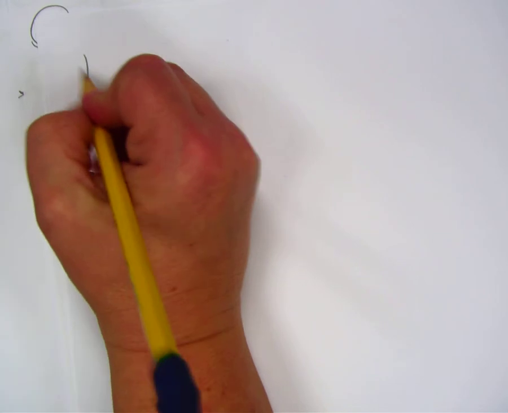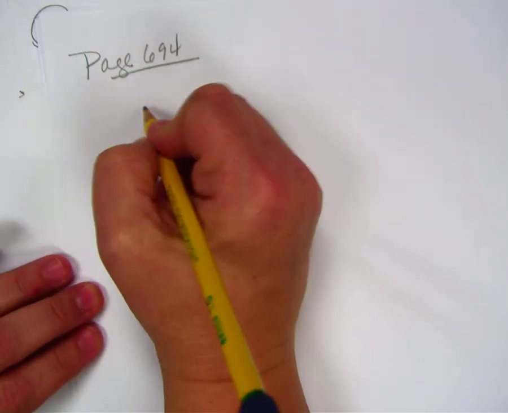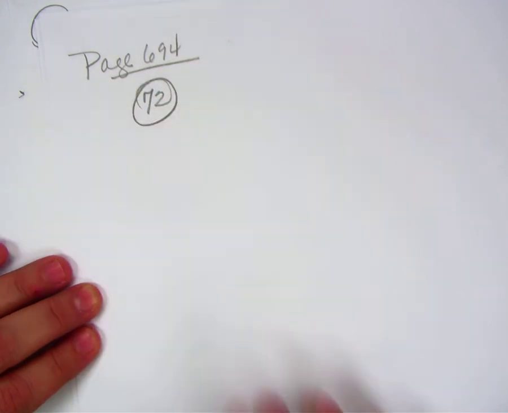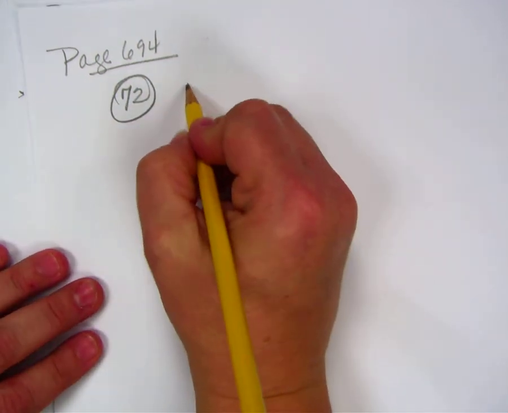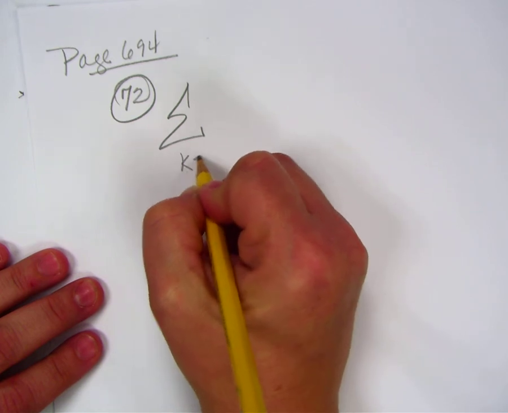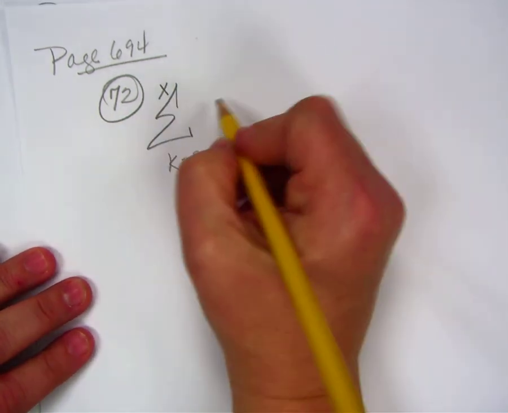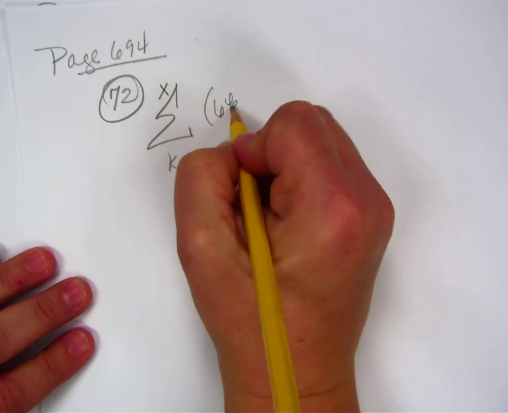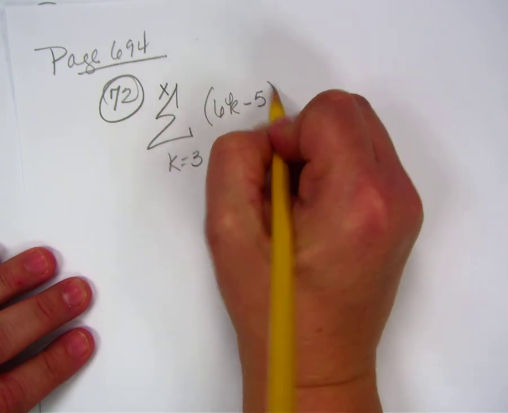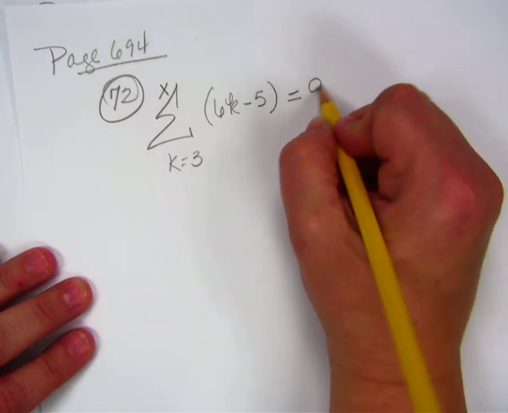Okay, number 72. It's really hot here. Okay, so as k goes from 3 to x, so we don't know what n is. 6k minus 5, and we're told that if we add all that up, we're going to get 928.